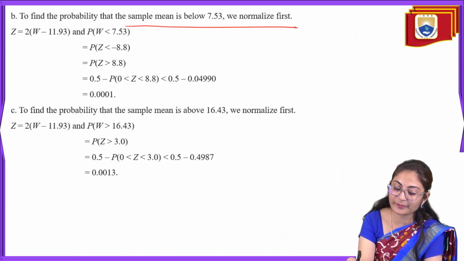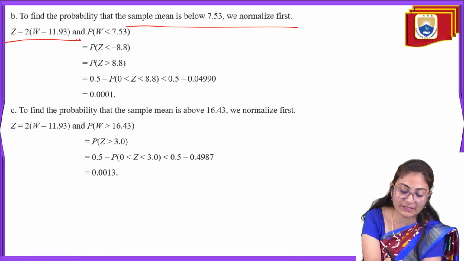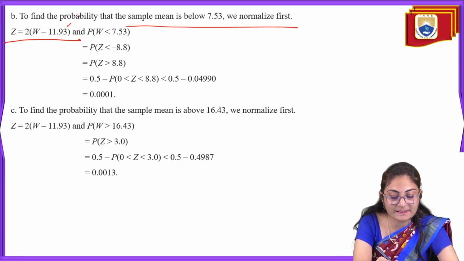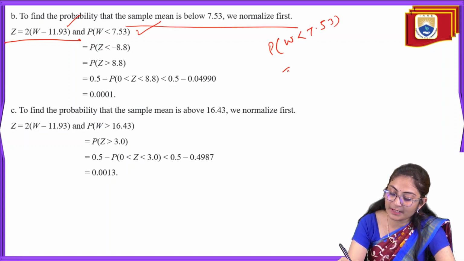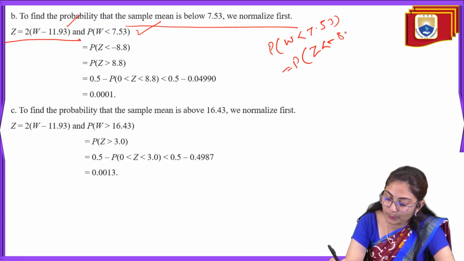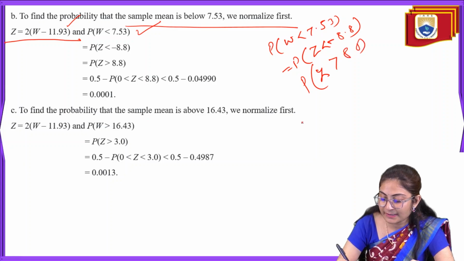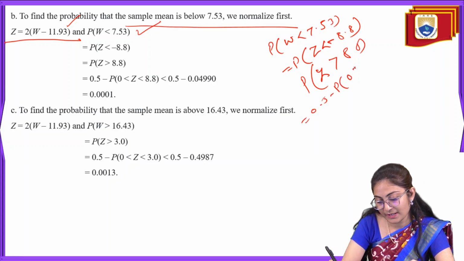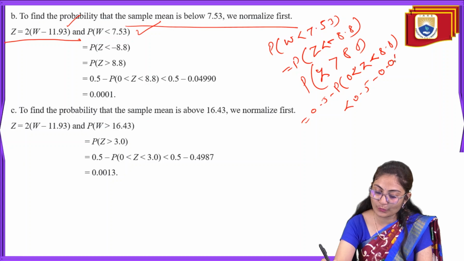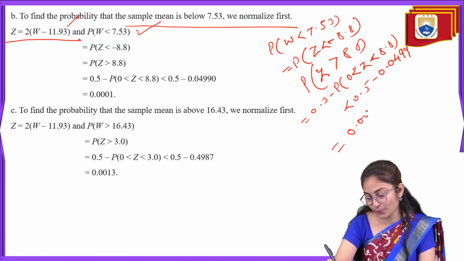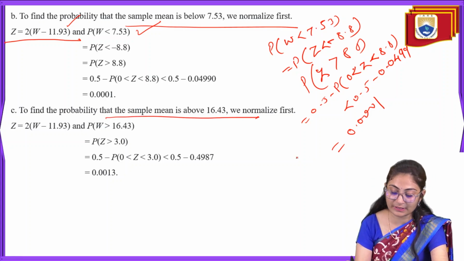Now next you have to find out the probability that the sample mean is below 7.93. So again we will normalize it. 2 into W minus 11.93, P of W less than 7.53. Then again P of Z less than minus 8.8. That means we can say P of Z greater than 8.8. Then 0.5 minus P of 0 less than Z less than 8.8, which is 0.5 minus 0.4999, and you will get the answer 0.0001.